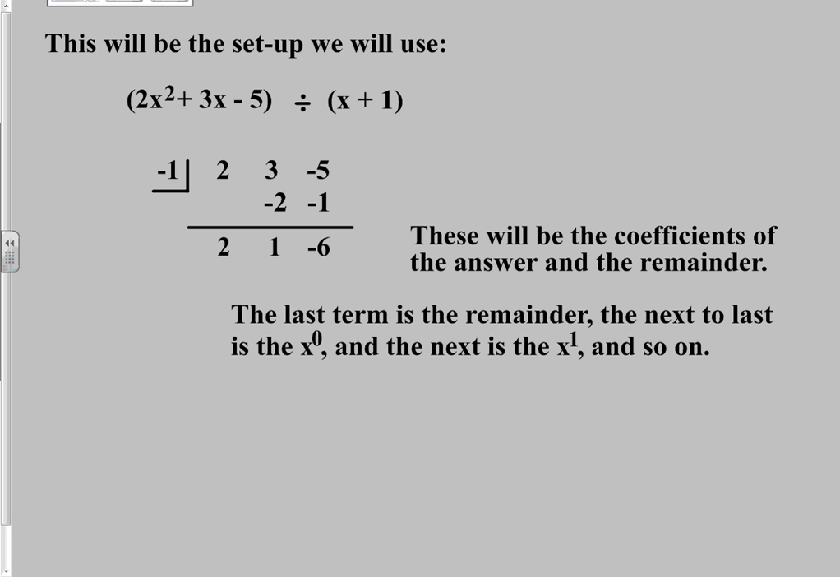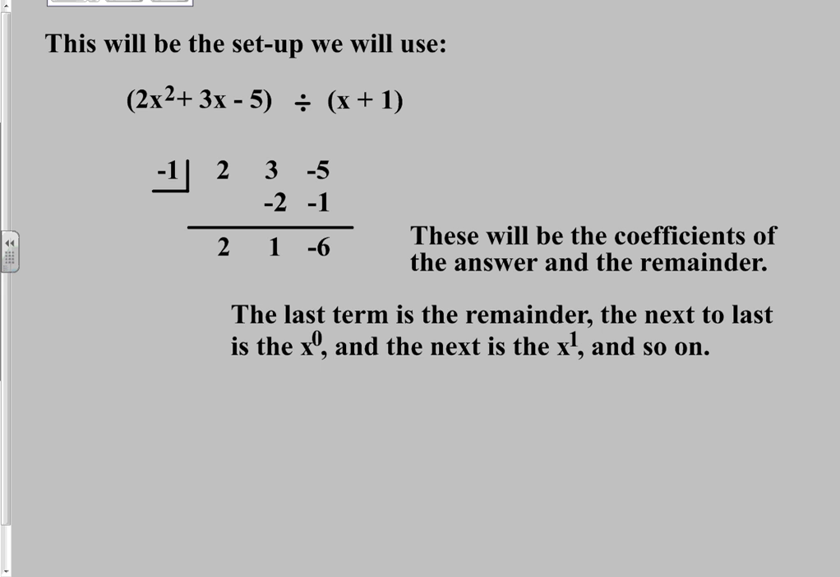Now, the way that you read these coefficients is the guy over to the very right side, the -6, the very last term that you arrive at, is going to be your remainder. As you move leftward from there, that's going to be your x to the 0 term. Scooch over to the left again, that would be an x to the first term, and if you had more numbers to keep scooching left, that would be increasing the exponent of the variable each time.